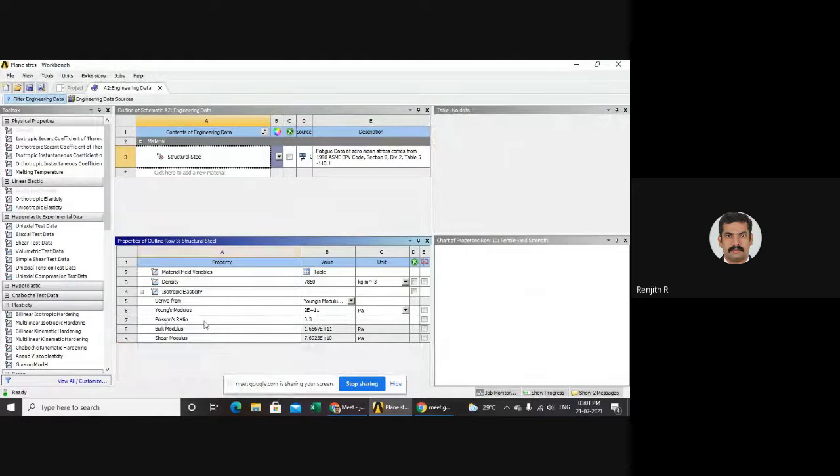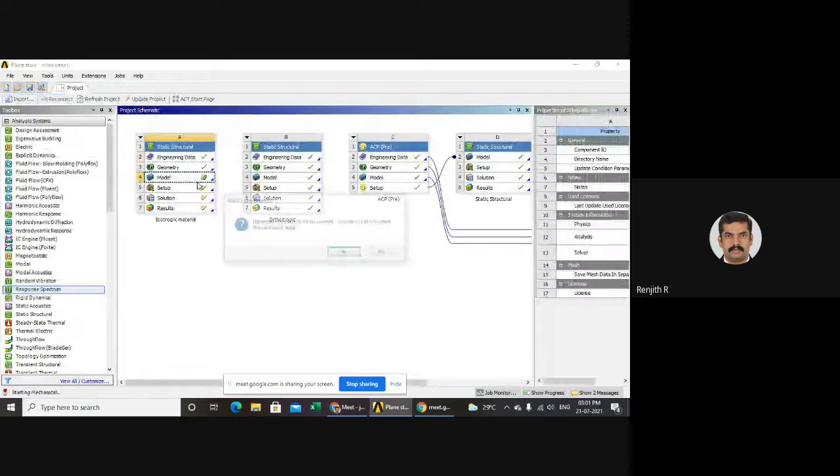So this is isotropic material. So only Young's modulus and Poisson's ratio are required. This bulk modulus and shear modulus are given, but they are calculated with the relationship equations between Young's modulus, Poisson's ratio, or with the elastic constants. So it is steel, so 2 into 10 raised to 11 Pascal, and 0.3 is the Poisson's ratio.